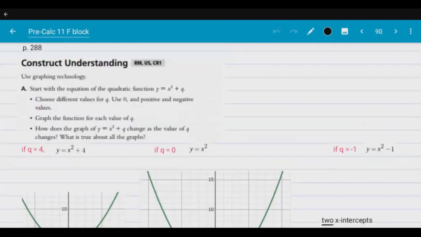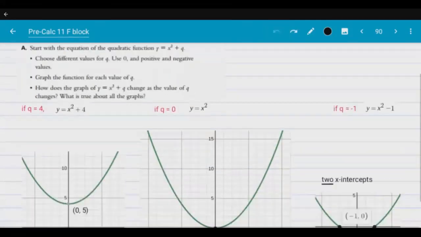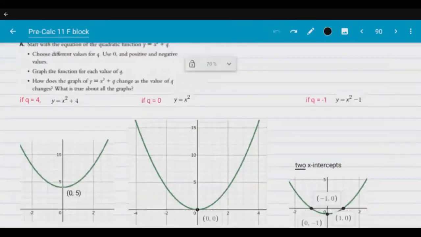So I'm starting with this equation, y equals x squared plus q. The q will be any number, and the suggestion was to try 0, then try a positive, then try a negative. You should see something happening, and then graph it. In my case, what I chose for my first q was 4. Therefore, y equals x squared plus 4 is my function.